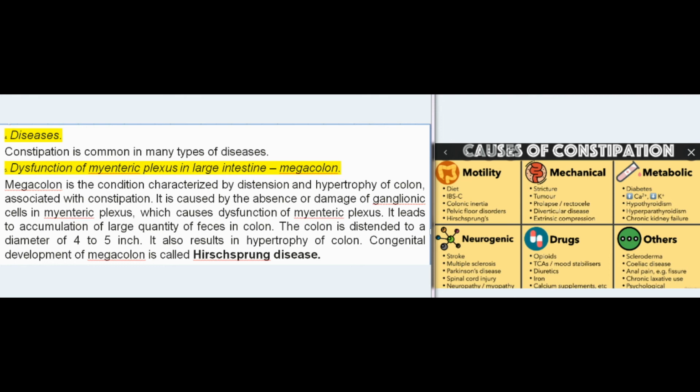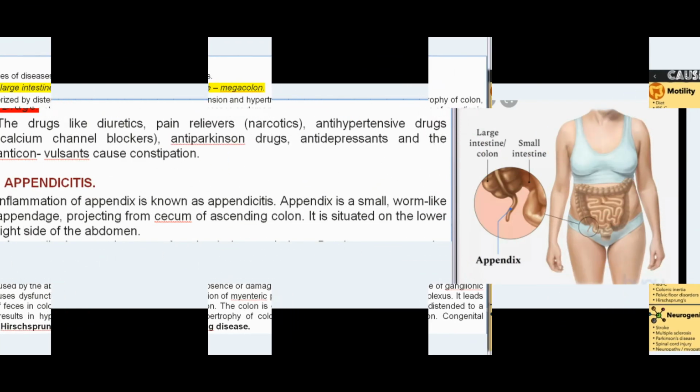Dysfunction of myenteric plexus in large intestine, megacolon. Megacolon is the condition characterized by distension and hypertrophy of colon, associated with constipation. It is caused by the absence or damage of ganglionic cells in myenteric plexus, which causes dysfunction of myenteric plexus. It leads to accumulation of large quantity of feces in colon. The colon is distended to a diameter of 4 to 5 inch. It also results in hypertrophy of colon. Congenital development of megacolon is called Hirschsprung disease.